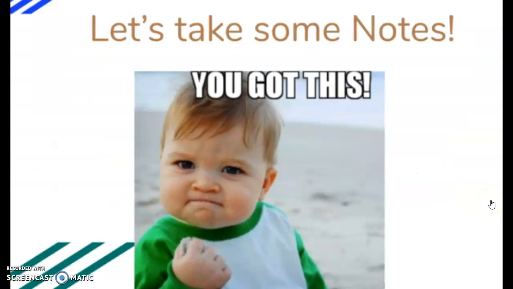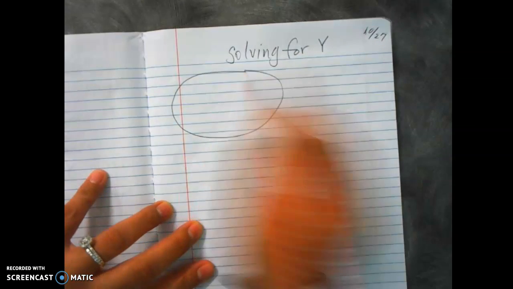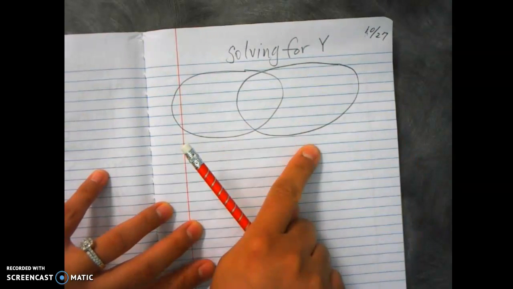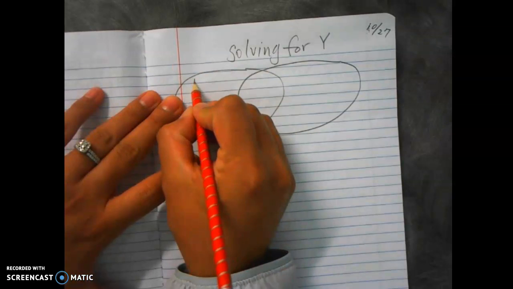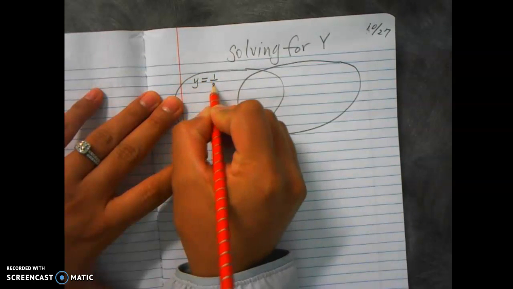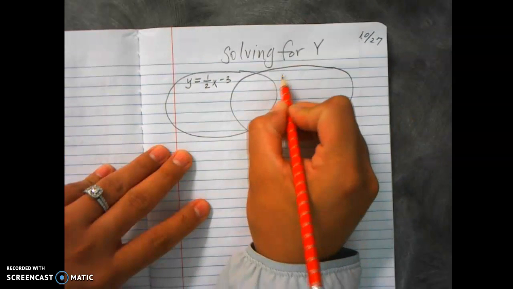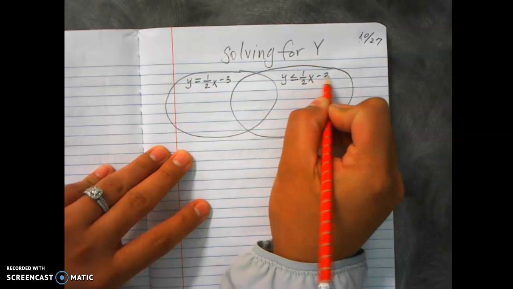Okay, go ahead and get your journal so we can take some notes on solving for Y and graphing equations and inequalities. The first thing we did was we drew a Venn diagram, right? And all a Venn diagram is, is a diagram that helps us compare two different things. So on the left-hand side, we wrote our equation, y equals 1/2 x minus 3. And on the right-hand side, we wrote an inequality, y less than or equal to 1/2 x minus 3.